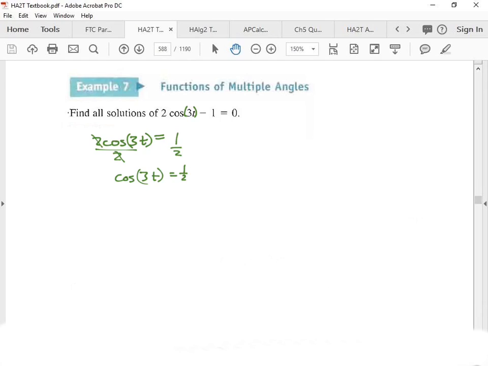Now this problem, you guys are getting confused by the 3, but it's still saying the same thing. What do you have to plug into here to get 1/2? Like what would have to be inside that cosine to get 1/2? What would this have to equal to get 1/2?